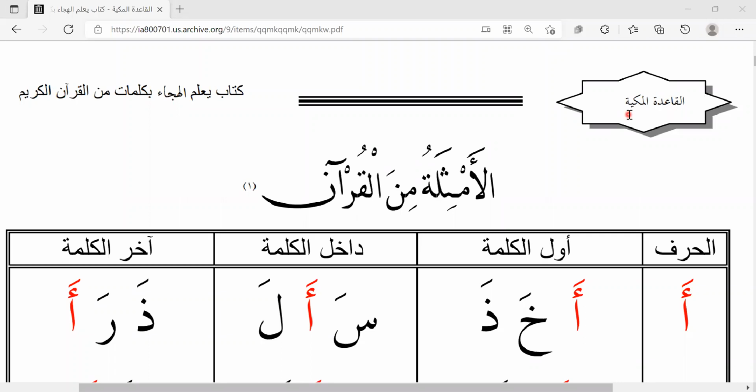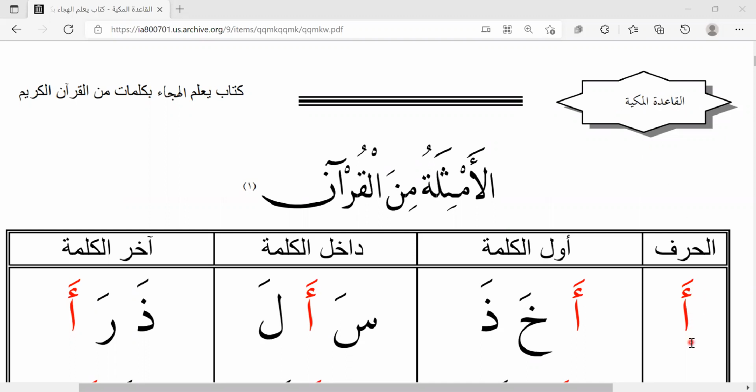Today I am going to be starting a series on my channel where I will be going over the book that I use to learn Arabic from, القاعدة المكية. My teacher still uses this book to teach many other students, and now I am going to be trying to teach you Arabic from this book.